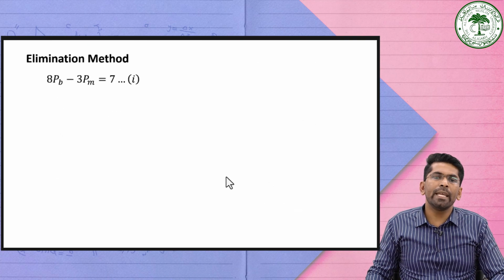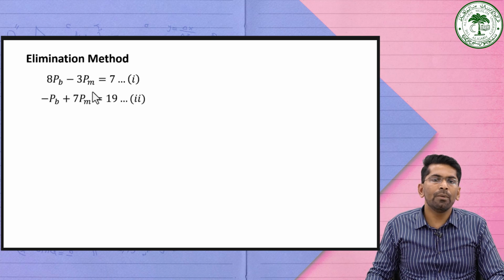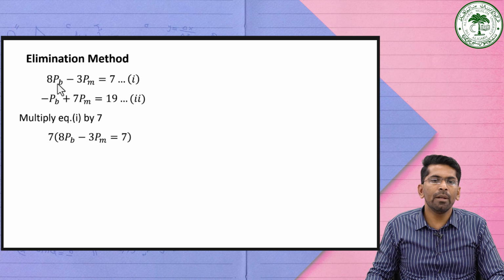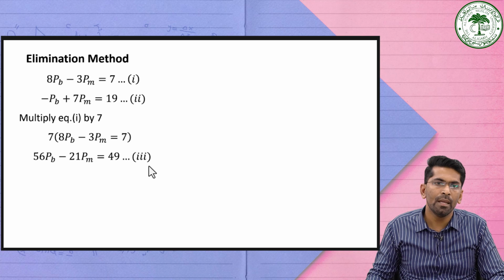Now we can solve the same example by using the elimination method as well. We have two simultaneous equations, and we are going to eliminate one variable, either PB or PM. We multiply equation number 1 by 7, so the first equation becomes 7 into (8 PB minus 3 PM) is equal to 7 into 7. So it will become 56 PB minus 21 PM is equal to 49. I am denoting this as the third equation.